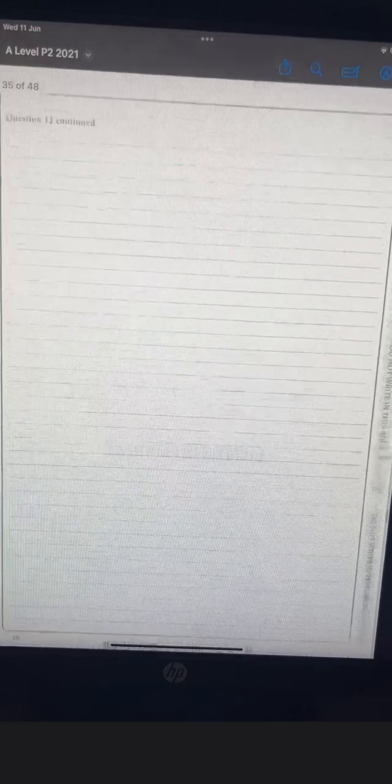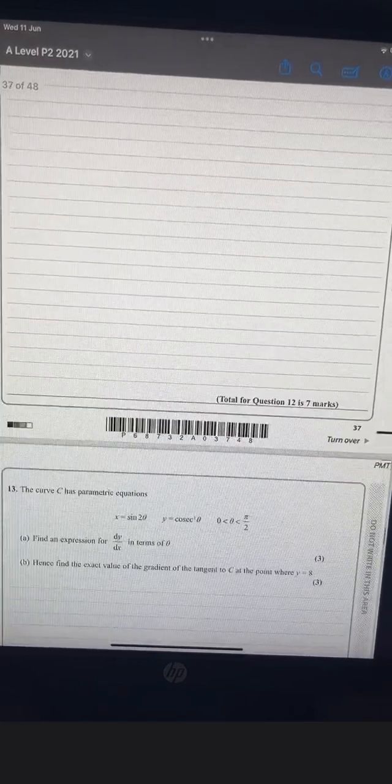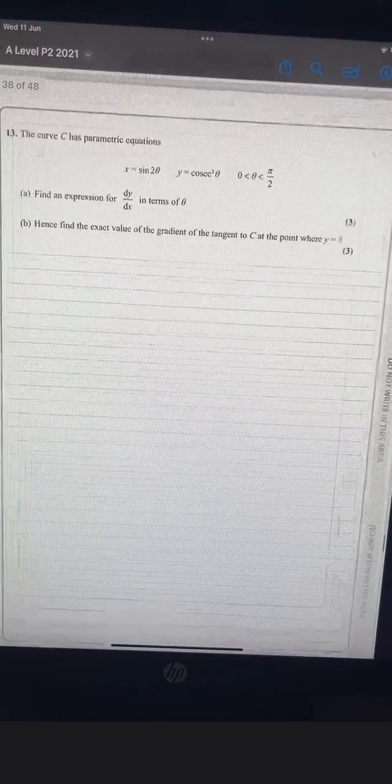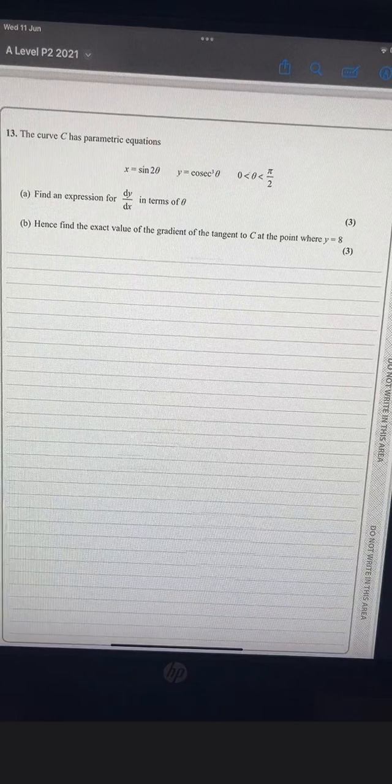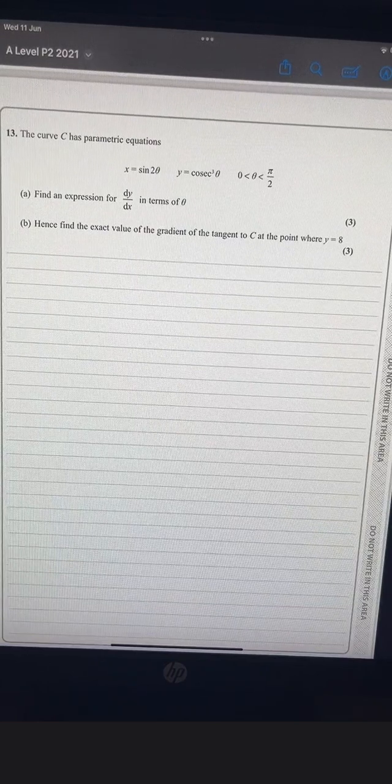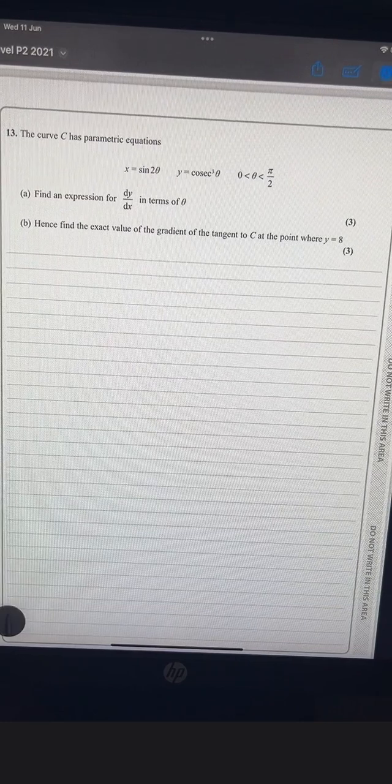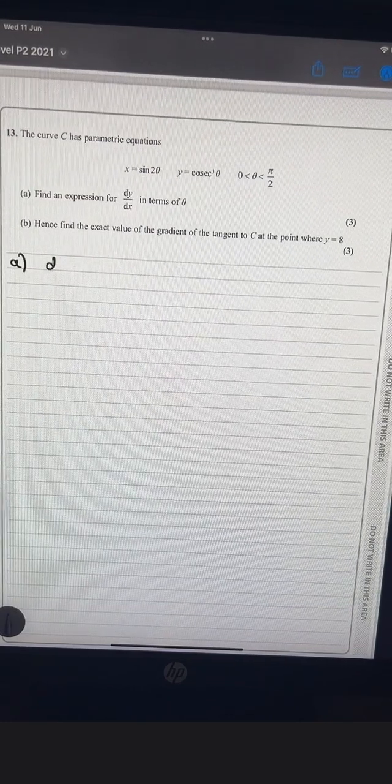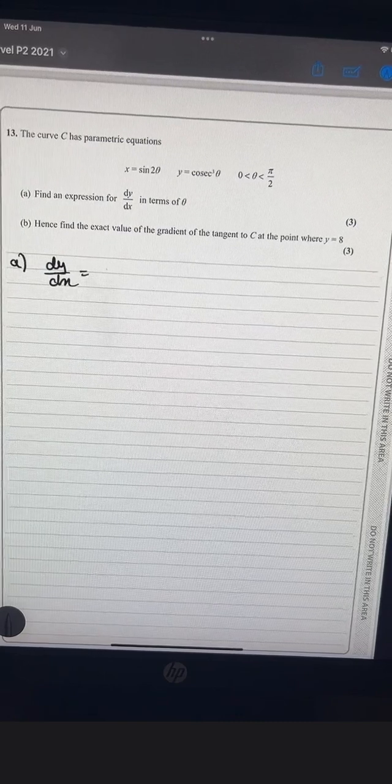So, the curve C has parametric equations. Those are my equations. Find an expression for dy by dx in terms of theta. So that's not bad if we know how to differentiate parametrically. So if I want dy by dx, remember I can just find dy by d theta and multiply that by d theta over dx, right? Remember, using the chain rule.